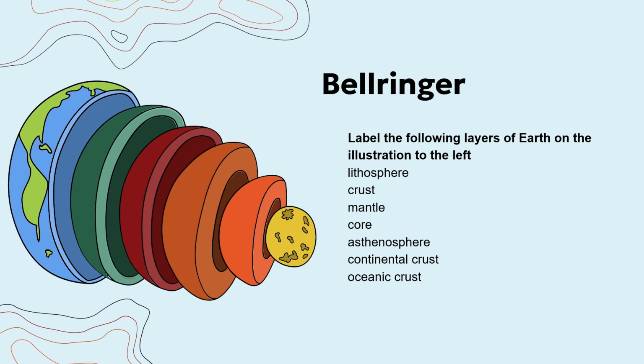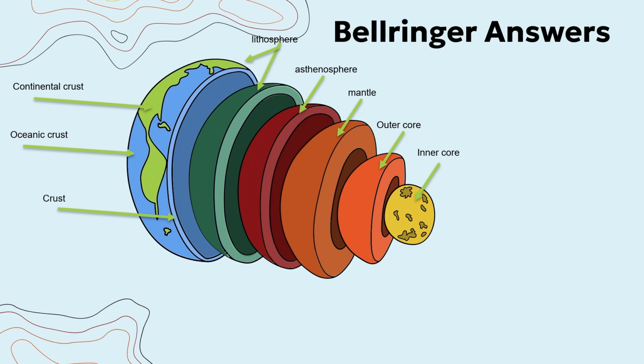I want you guys to label this deconstructed model of Earth, and each of the layers represents a layer in Earth. So just take a couple minutes to pause this video and label the model with the terms that are on the right. The answers to these bell ringers, see how many of these you get right.